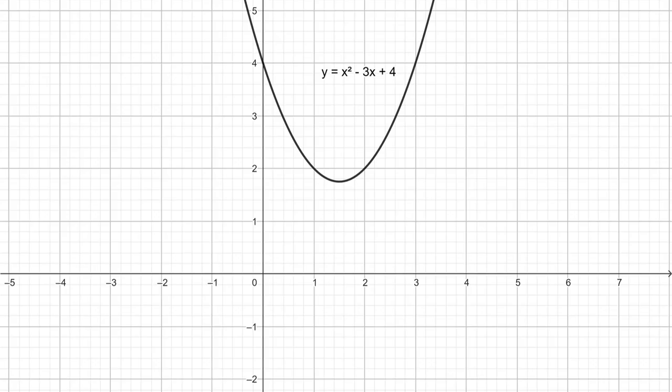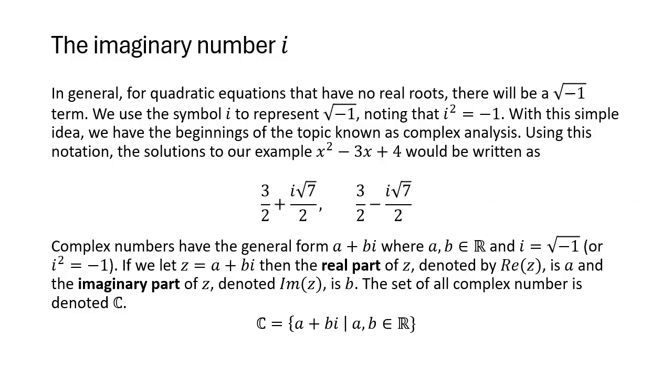Okay, and here we just have the graph of the quadratic equation that had imaginary roots. And it's visually pretty simple. It's just a parabola that doesn't touch the x-axis at all. And whenever that happens, you have only imaginary or complex roots. In general, for quadratic equations that have no real roots, there will be a square root of minus 1 term. We saw that in the example in the last slide.